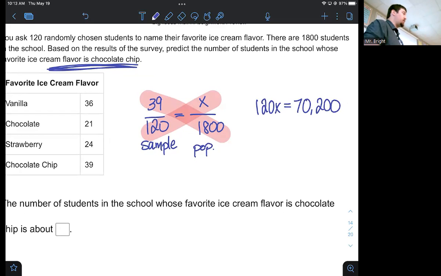And then Thomas, will you divide that by 120 and tell us what we get for our predicted number of chocolate chip lovers in the school?